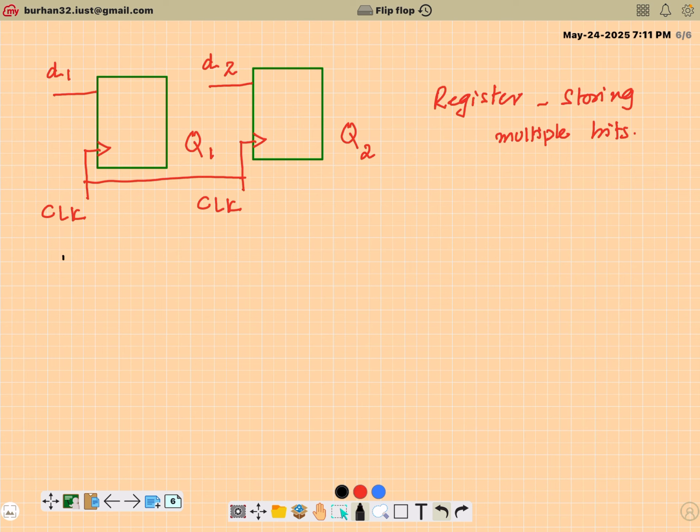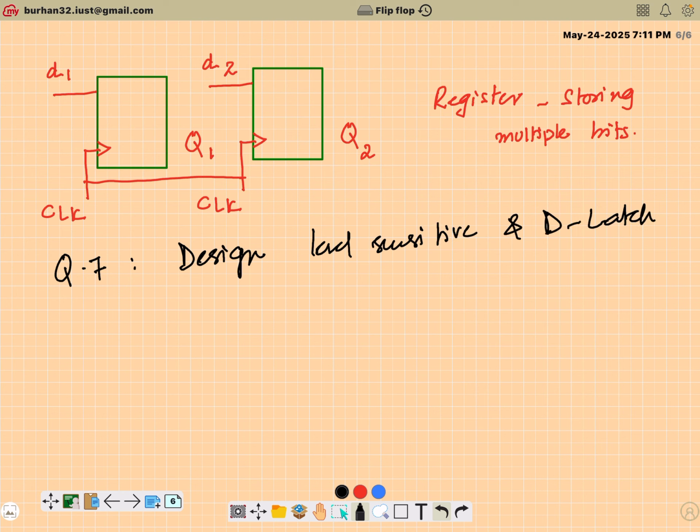But before we leave, you will have another assignment. I think we had done 6 to 7 questions as a part of your assignment. Last time I told you to design a basic SR latch using NAND gates. Question 7 of the assignment will be to design a level sensitive D latch using NAND gates.